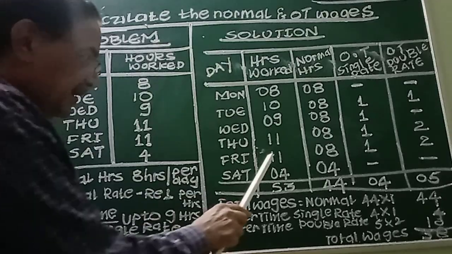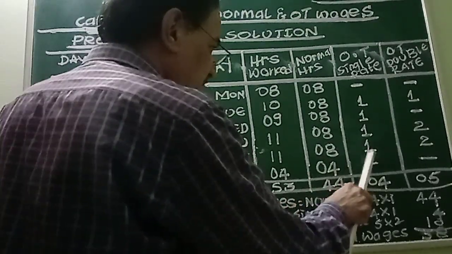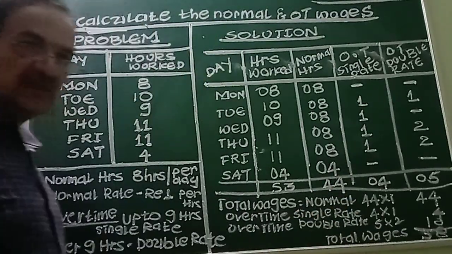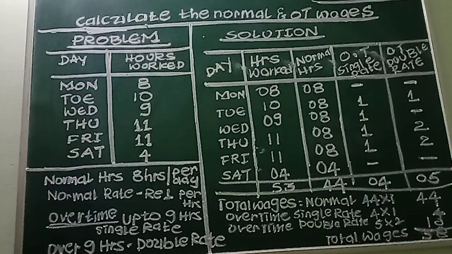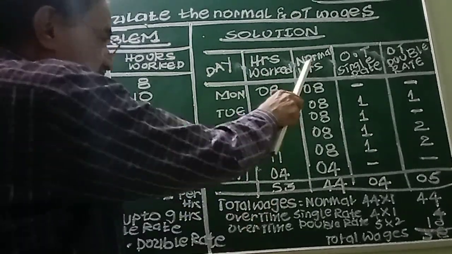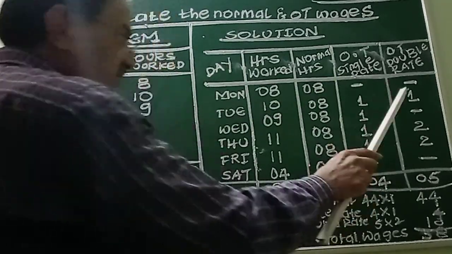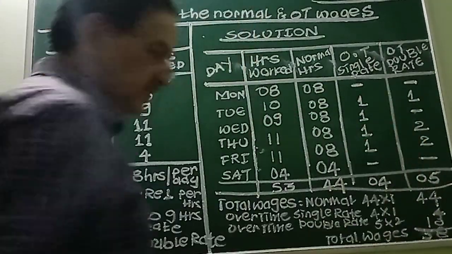On Friday, 11 hours again, same thing. 8 hours normal, 1 hour, 8 plus 1 is equal to 9. So 11 minus 9 is equal to 2. 2 hours you will get at the double rate. So the total number of hours 53, normal hours 44. Single rate he is eligible for 4 hours and double rate he is eligible for 5 hours.